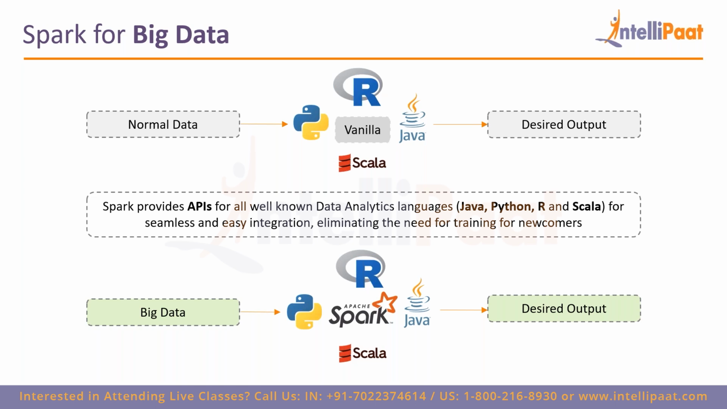So that is the advantage of using the Spark APIs with these languages like Java, Scala, Python, and R. So I hope that makes it clear for that particular topic. Okay. Do Spark, vanilla languages, and Hadoop do the same work with different speeds?